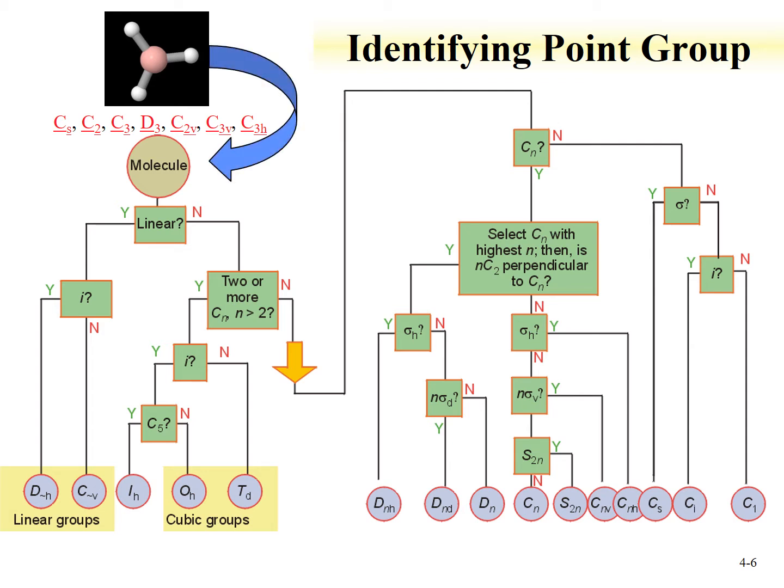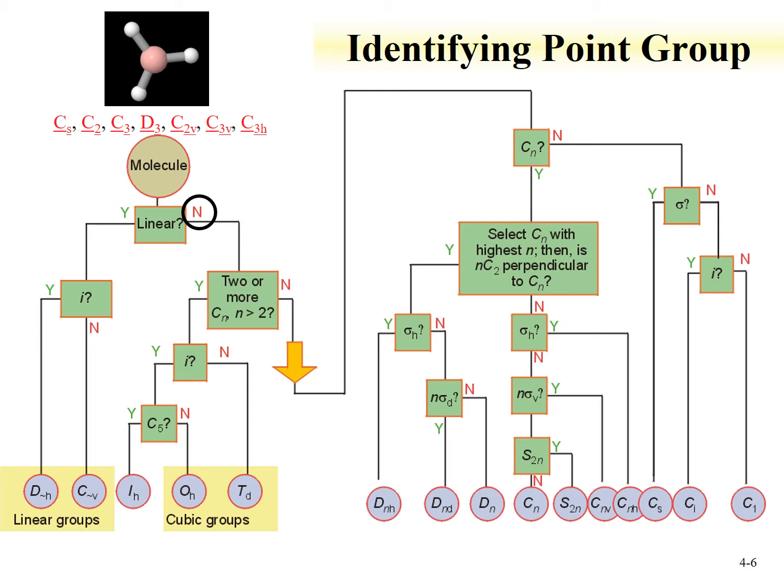So first thing we do, we look at the molecule and we say, is it linear? Well, from inspection, this is not a linear molecule. So we select no. We go to the next step. Are there two or more Cn axes where n is greater than 2? Well, if I were to take an axis right through the center of this molecule, I can rotate it 3 times, 1, 2, 3, around that axis. That's a C3 axis.